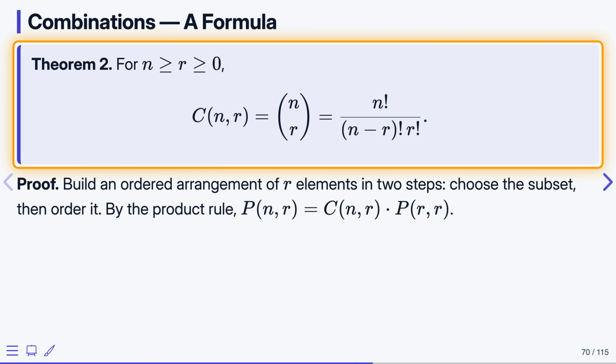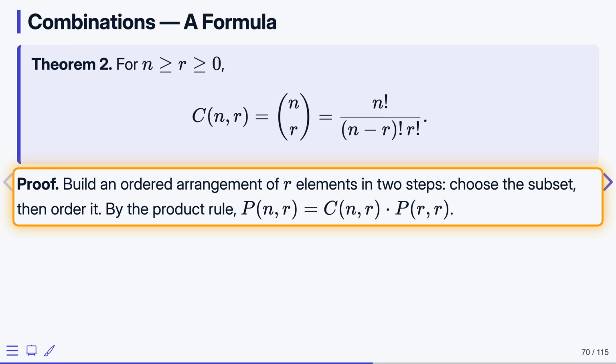This is the formula for combinations. Theorem 2 says C(n, r) equals n factorial over (n minus r) factorial times r factorial. The proof counts the same thing in two ways. Think about how to build an ordered arrangement of r elements.